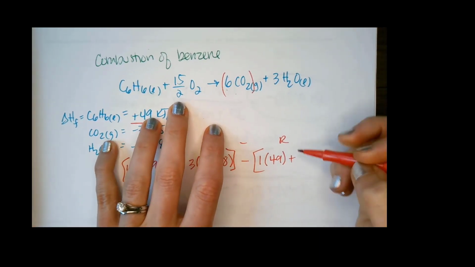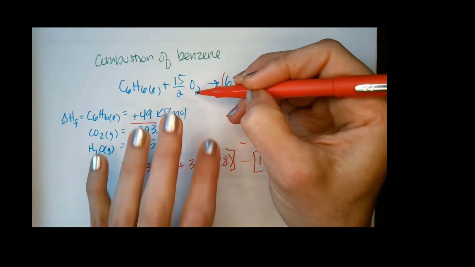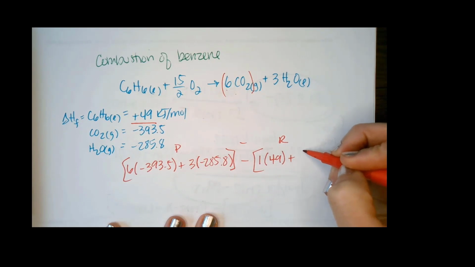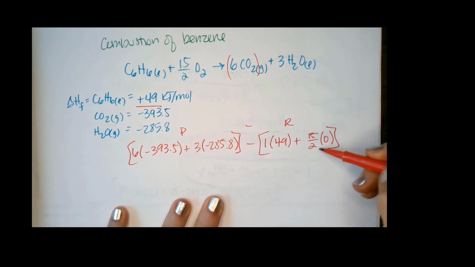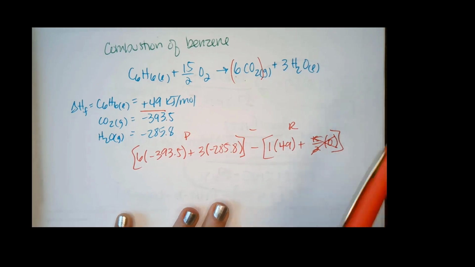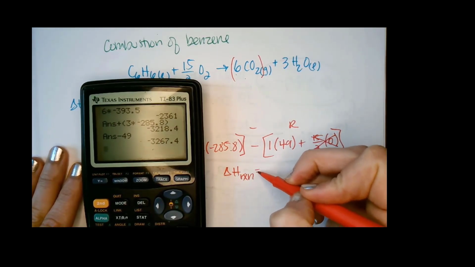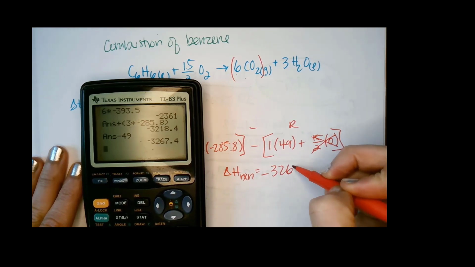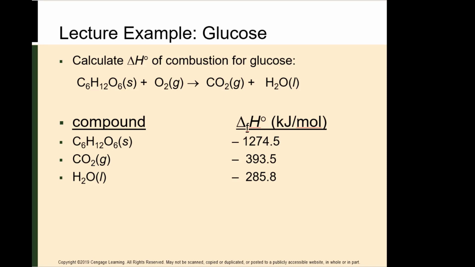And remember, lone elements that are in their natural state are 0. I mean, if you really want to put 15 halves times 0, go for it, but you don't need to, because anything times 0 is going to be 0. So 49 plus 0, we can just leave it off. So we should have a delta H for the reaction of negative 3267.4 kilojoules per mole.